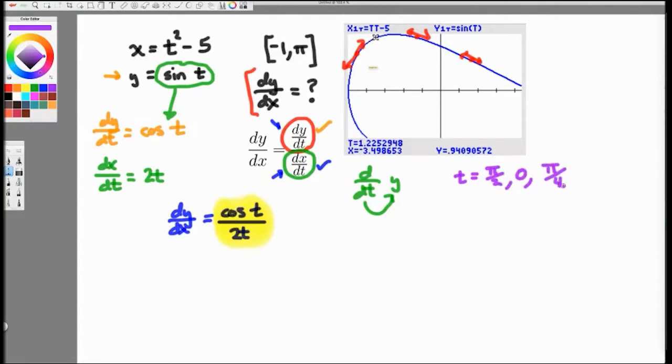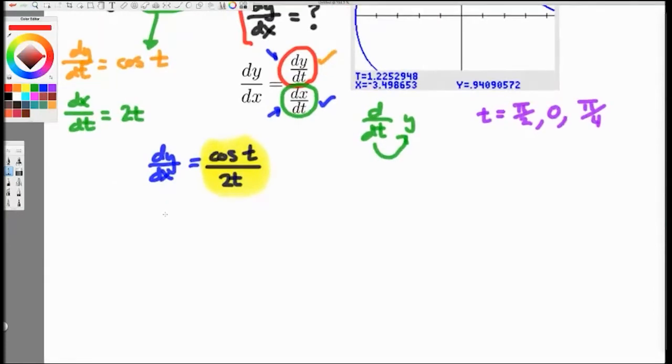Okay, so essentially you're just going to plug these t values into the derivative formula here. This is a good review for the unit circle because some people might have forgotten that. If you plug in pi over 2 here to figure out the derivative at this point, you would do cosine of pi over 2 divided by 2 times pi over 2. Does anybody remember what cosine of pi over 2 is? 0, right? And then this cancels here, so you end up with 0 over pi.